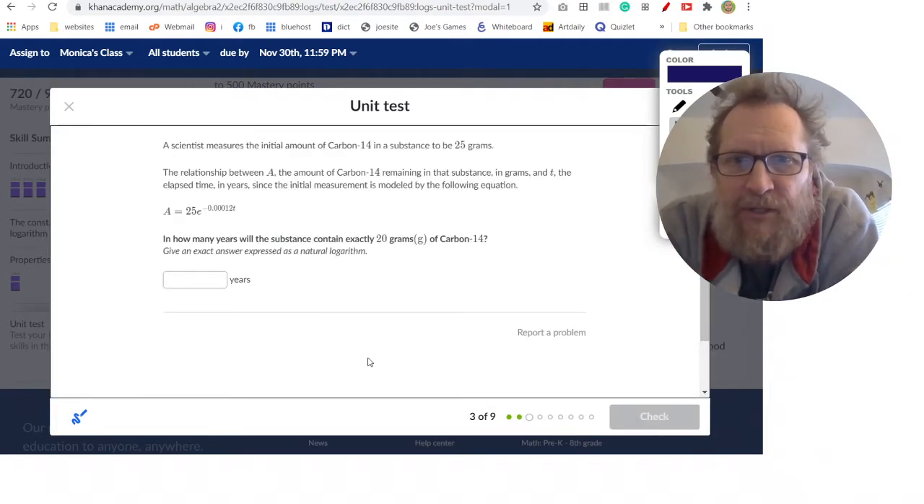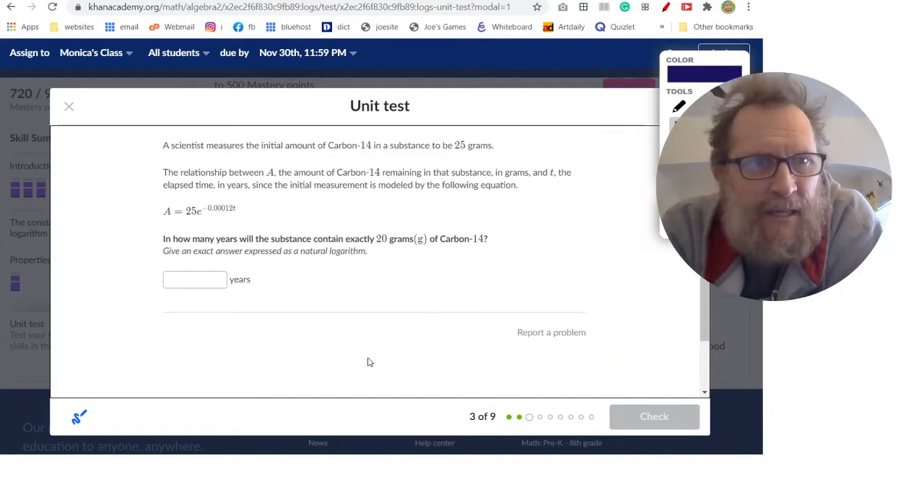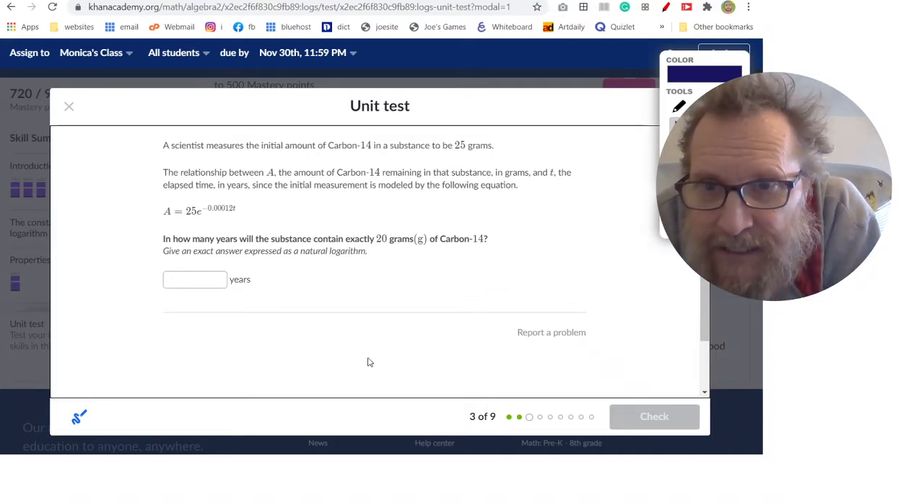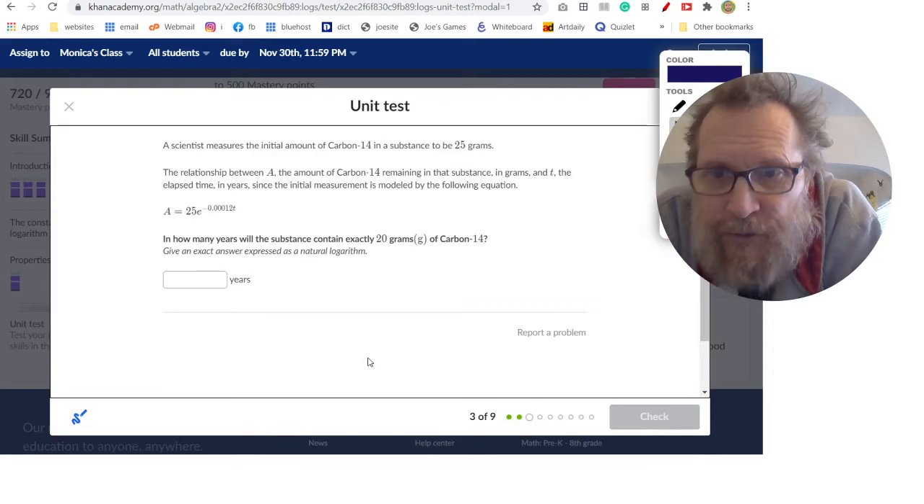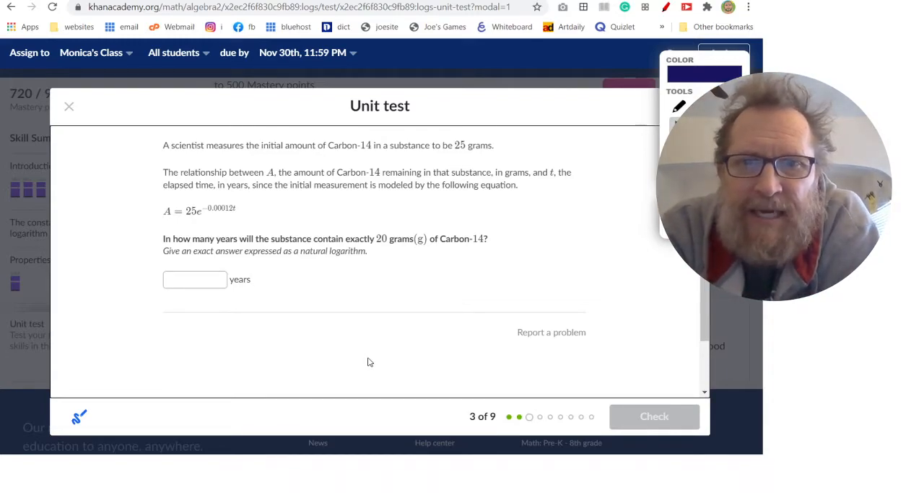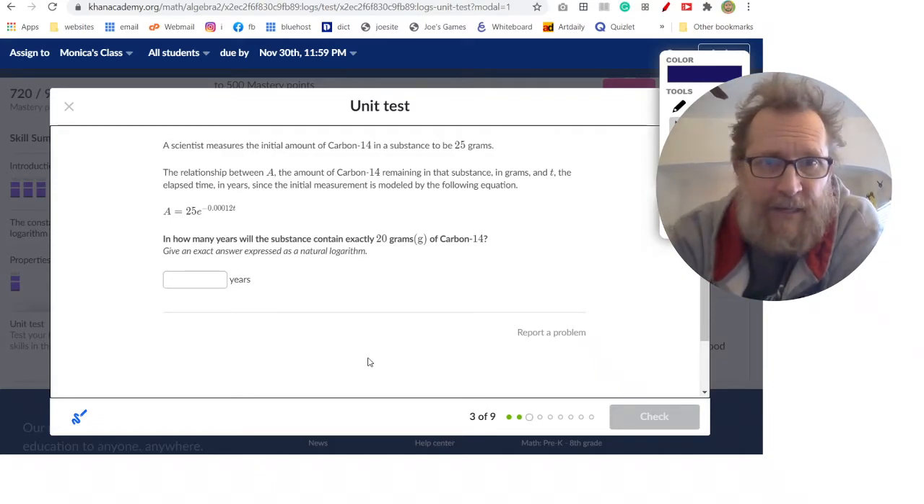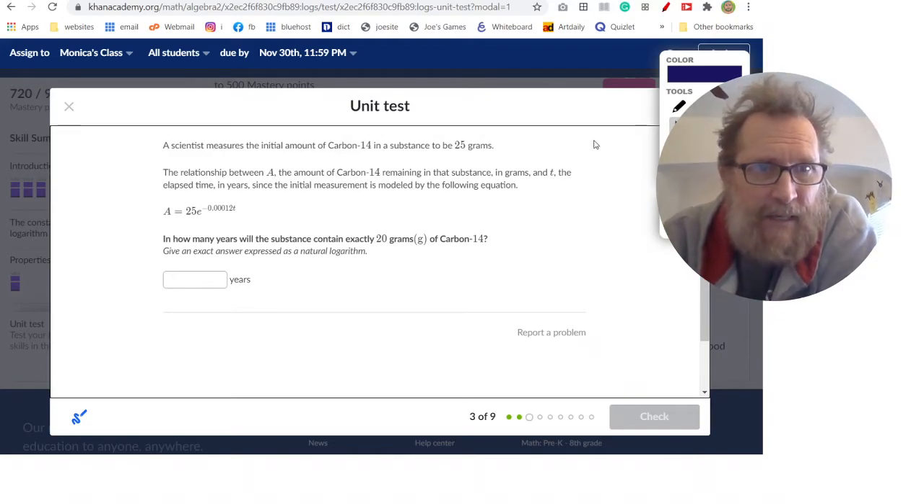Okay, a scientist measured the initial amount of carbon-14 in a substance to be 25 grams. The relationship between A, the amount of carbon-14 remaining in that substance in grams, and T, the elapsed time in years since the initial measurement, is modeled by the following equation: A equals 25 e to the negative 0.00012 t. In how many years will the substance contain exactly 20 grams of carbon-14? So I'm going to write this like this.